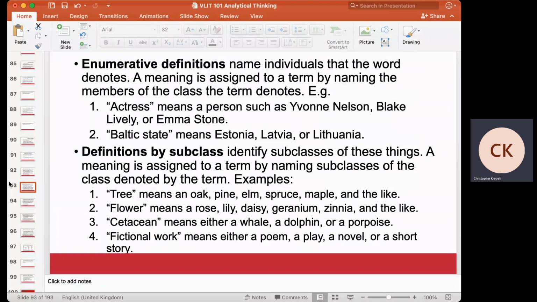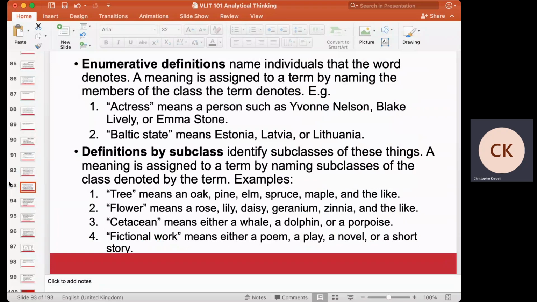A meaning is assigned to a term by naming the members of the class the term denotes. For example, actress. Actress means a person such as Yvonne Nelson, Blake Lively, or Emma Stone. That is enumerative. You are given a definition by listing, naming the members of the class.